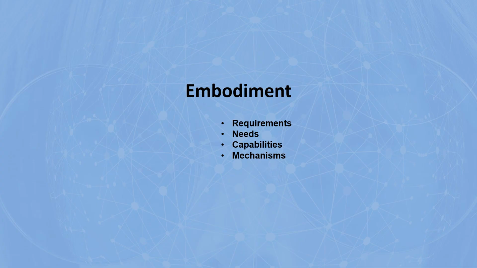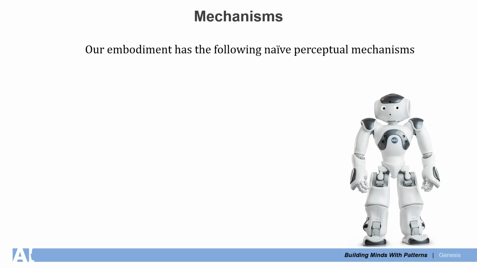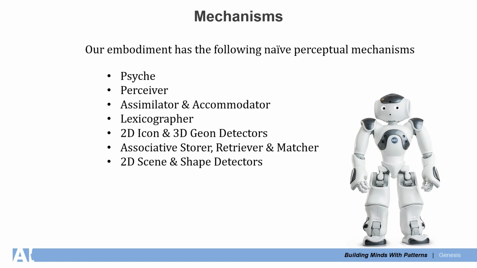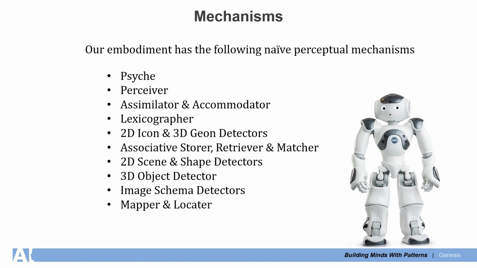Supporting these capabilities are a number of internal perceptual mechanisms. Our embodiment has the following naive perceptual mechanisms: the psyche, the perceiver, the assimilator and accommodator, the lexicographer, 2D icon and 3D geon detectors, an associative storer, retriever, and matcher, a 2D scene and shape detector, 3D object detector, an image schema detector, a mapper and a locator, and executor.